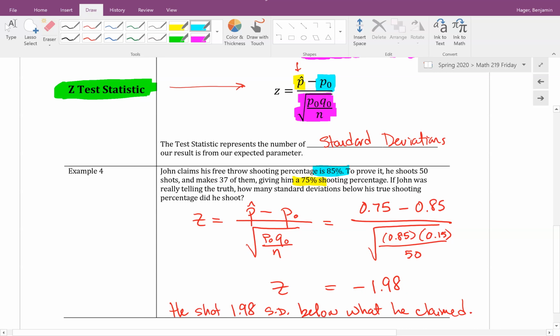Now, if he claimed that he shot 99% free throw percentage, and then he goes and posts a 75%, well, then he's going to be more standard deviations away, and we'd say, yeah, that's a little too far away. We think your original claim is off, all right? But in this case, it probably isn't off. It's probably just a bad run, but it's not extremely far enough away to say that we reject that original claim. He might be right about 85%. That's where we're going with this.